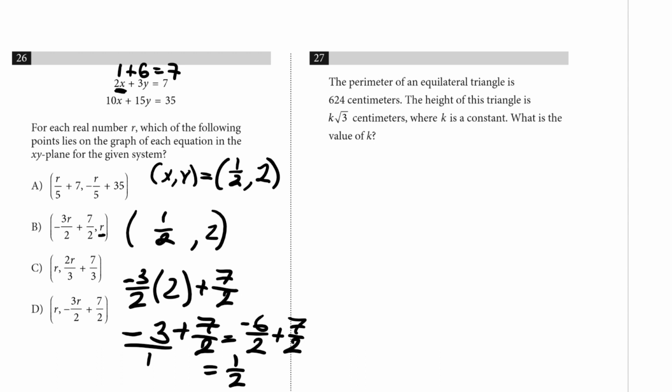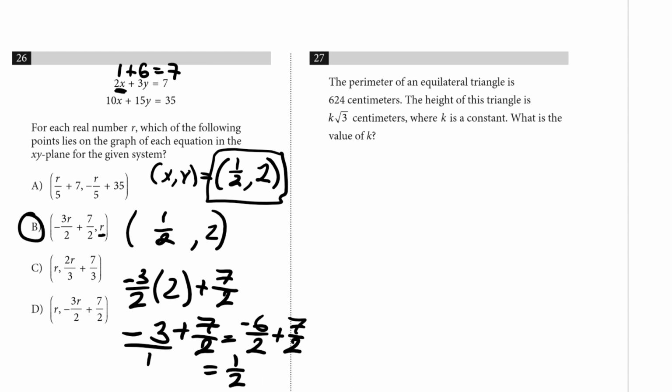So for a y value of 2, we ended up getting an x value of half, which is exactly what we're looking for. So the answer is B. If you try this with any other of the answer choices, you will see that it will not match to be half, comma, 2.